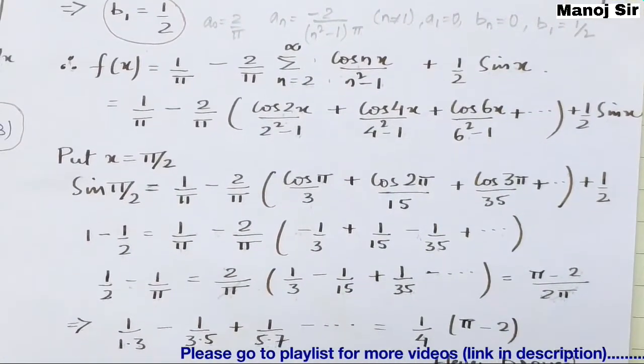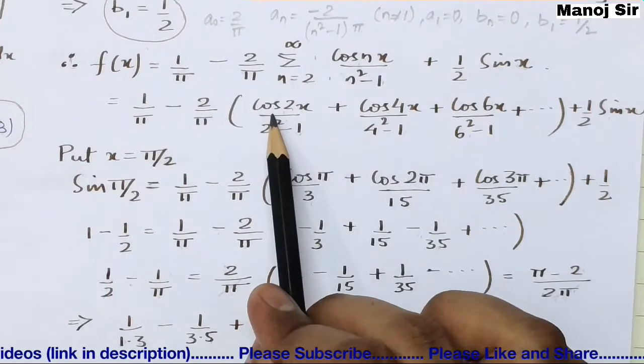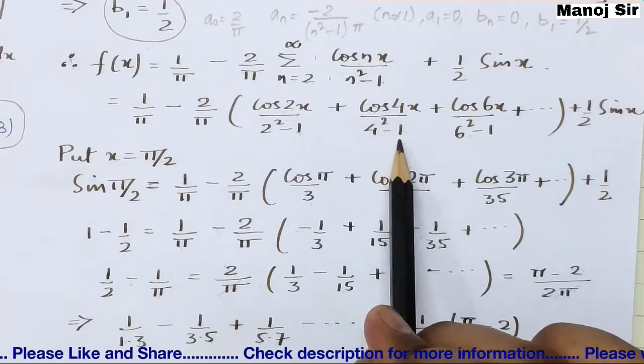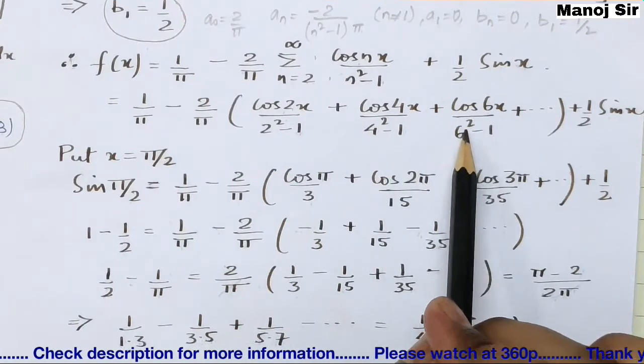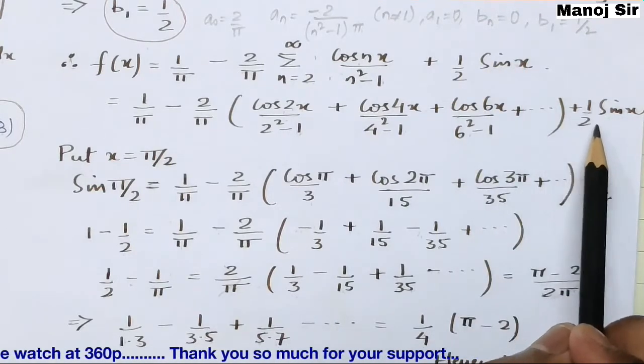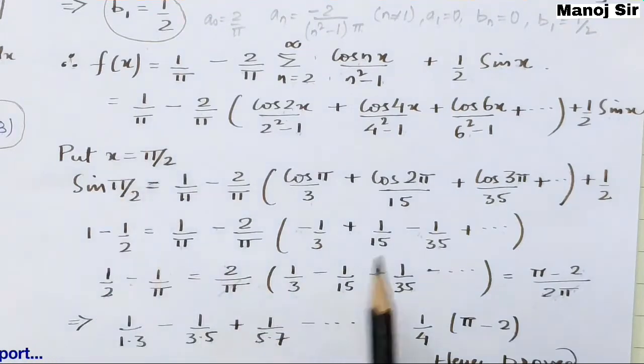Okay, even parts only: 2, 4, 6. So this is cos 2x upon 2² minus 1, plus cos 4x upon 4² minus 1, plus cos 6x upon 6² minus 1, plus dot dot dot. And this part is as it is, that is half sine x. Yes, this is the Fourier series of the function f of x.